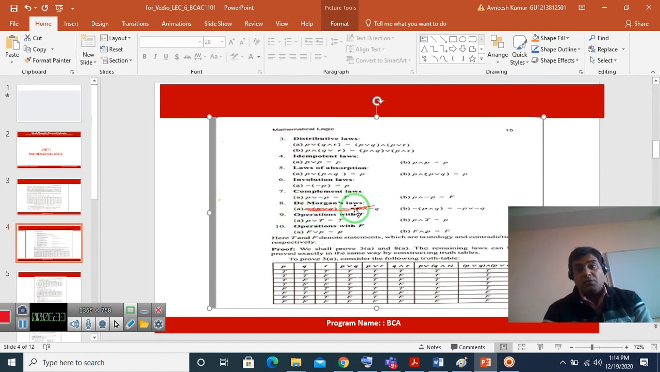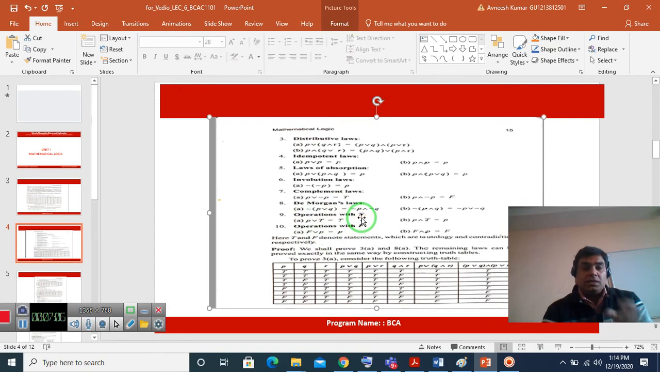De Morgan's laws are very important laws. De Morgan's law is that the negation of p disjunction q equals negation of p conjunction negation of q, and conjunction is converted into disjunction and disjunction is converted into conjunction. Each and every variable gets its individual negation, and conjunction converts into disjunction, disjunction into conjunction. These are called De Morgan's laws.